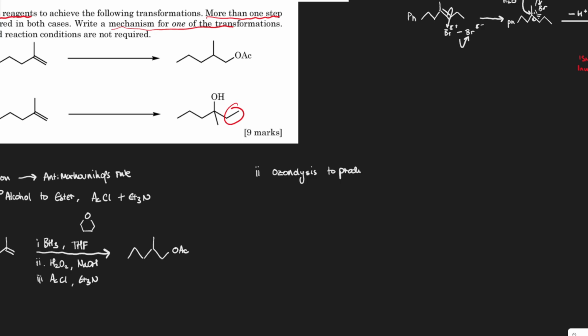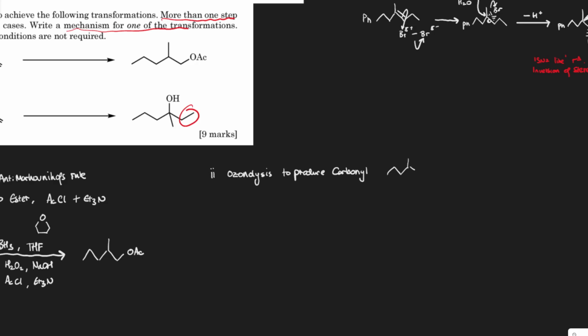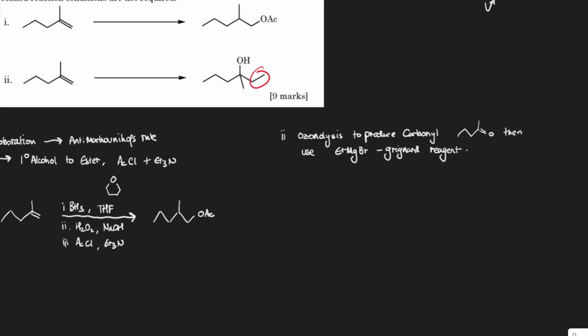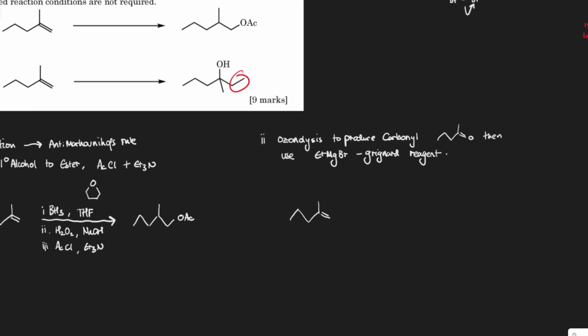To produce our carbonyl compound, which should be something like this. Then we're going to need an ethyl group and so a Grignard reagent. So let me just give the overall reaction here. So part 1, we're going to need ozone, essentially.